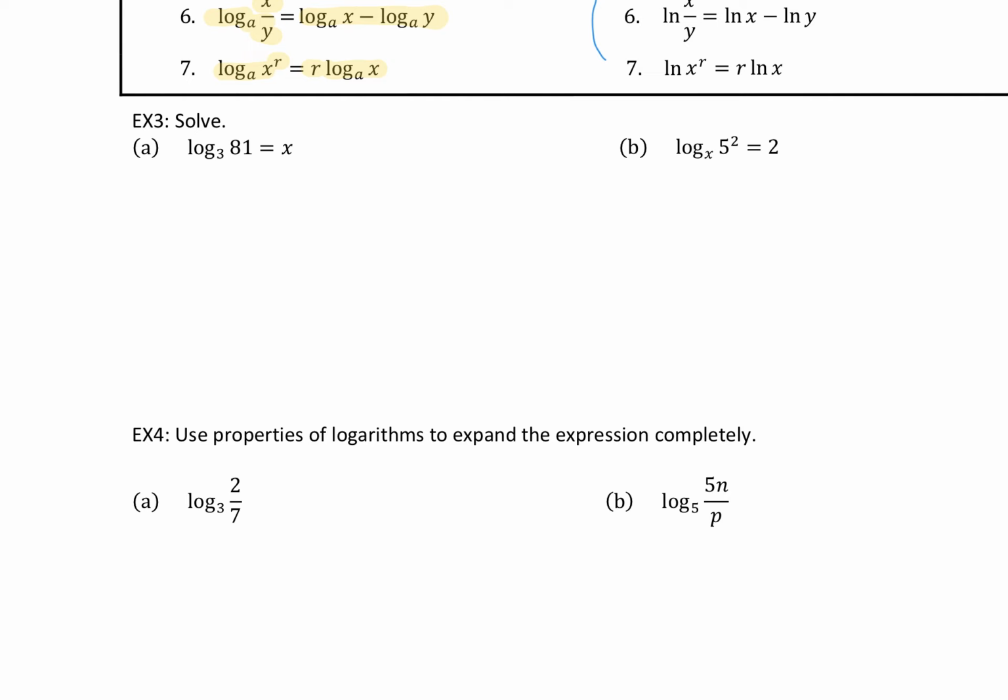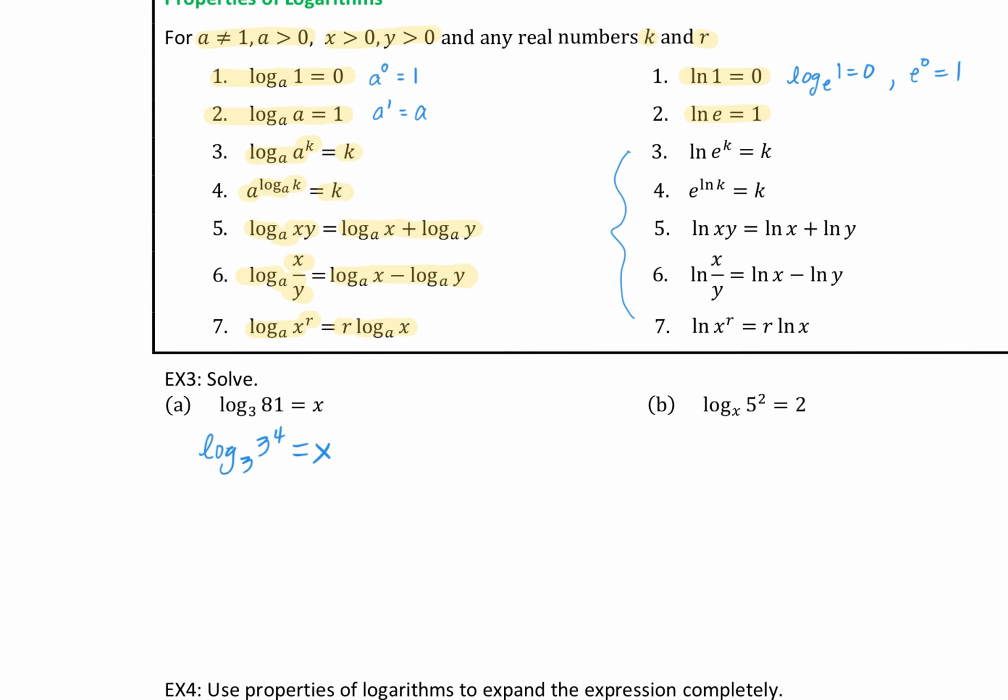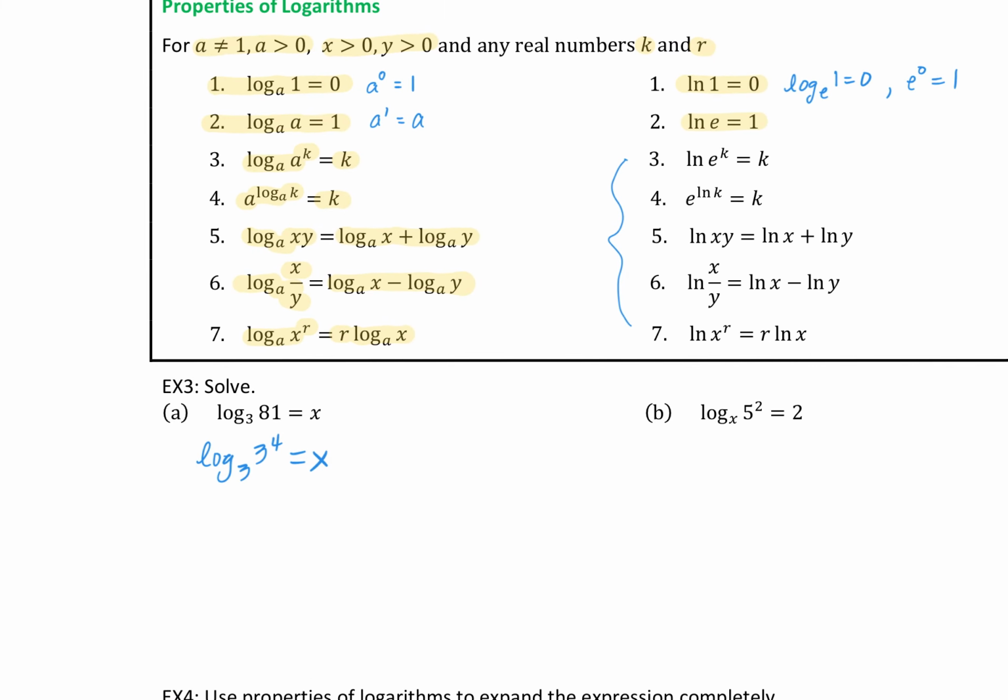So example 3, we're supposed to solve. Now I could switch it to exponential form. However, I noticed that 81 is 3 to the 4th power, I believe. So if I were to rewrite this as log base 3 of 3 to the 4th equal to x, maybe I could simply use one of those properties. And it looks like that would be going back up. That would be property number 2.